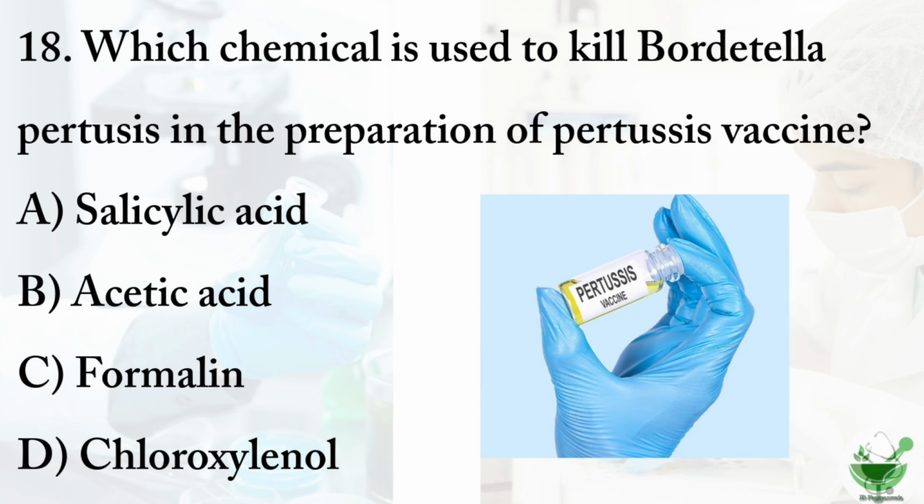Then question number 18. Which chemical is used to kill Bordetella pertussis in the preparation of pertussis vaccine? Option A, salicylic acid. Option B, acetic acid. Option C, formalin. Option D, chloroxylenol. The correct option is formalin.